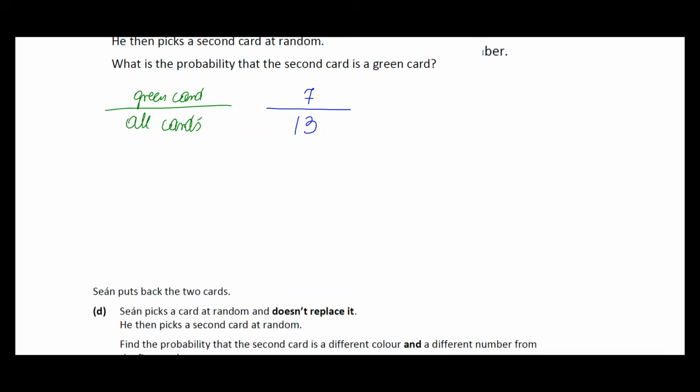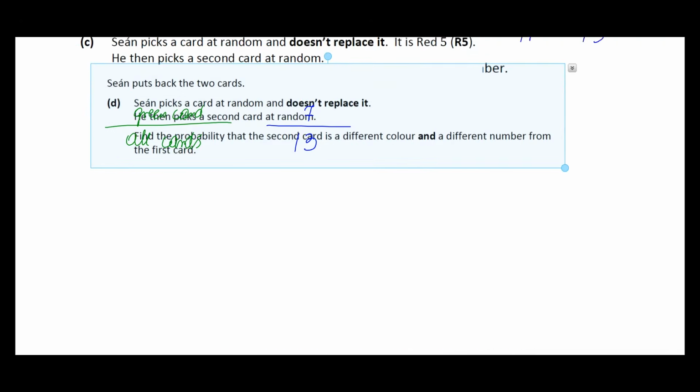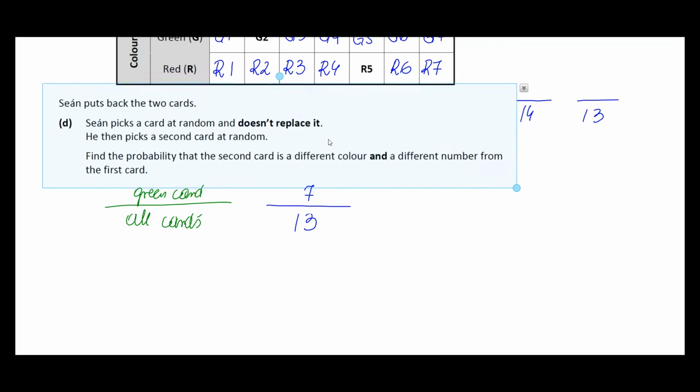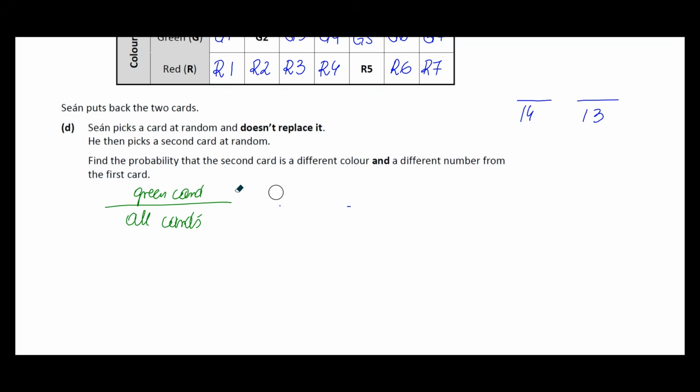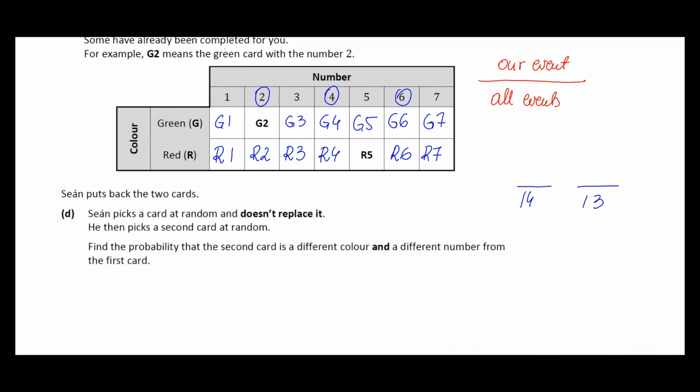Okay, let's take the last part of this question. Let's see what we have to do here. Again, let's remove that so that we can see our possibilities. Okay, so Sean puts back the 2 cards. So again, I have 14 cards. Sean picks a card at random and doesn't replace it. So again, the same idea. When he picks the first card, he has 14. When he picks the second card, he's left with only 13. He then picks a second card at random.